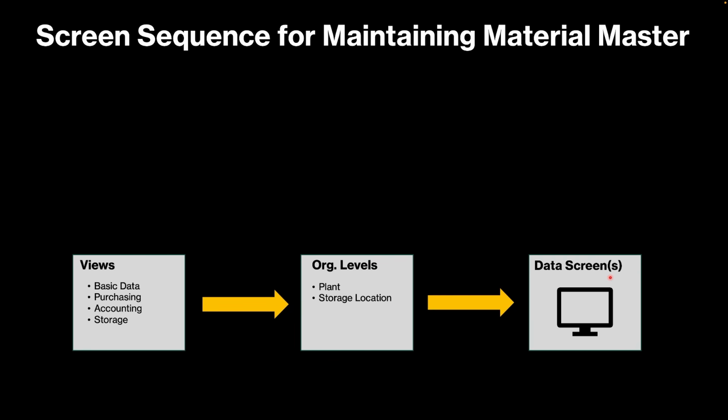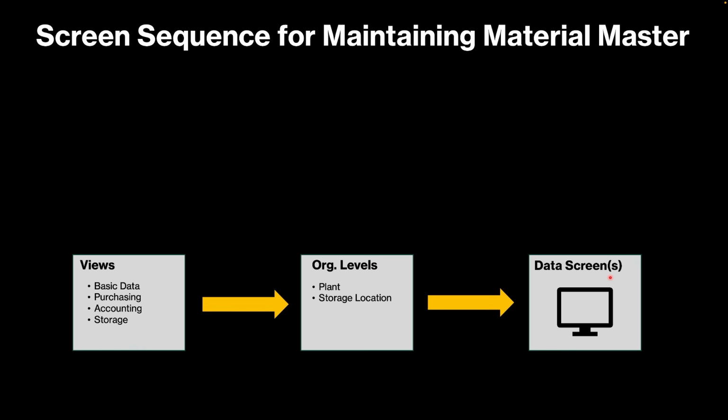With each data screen, you will be presented with multiple fields which are relevant for that view and that organizational level. And in those fields, you will maintain your material master data. Okay, so you can see this sequence. First, you have to select the views, then you have to enter the organizational levels, and finally, you will be presented with data screens which will have multiple fields which you will enter and save in the material master record.